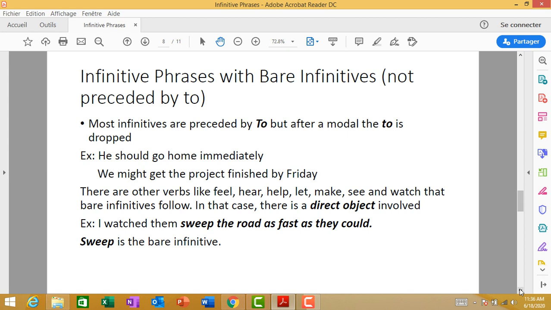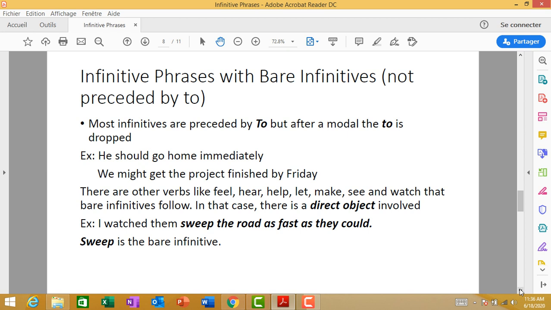Let's look at the sentence. I watched them sweep the road as fast as they could. So the verb sweep is the infinitive. You couldn't say, I watched them to sweep. You see? You couldn't say, I watched them to sweep. So after watch, you have to use the bare infinitive. I watched them sweep the road as fast as they could.